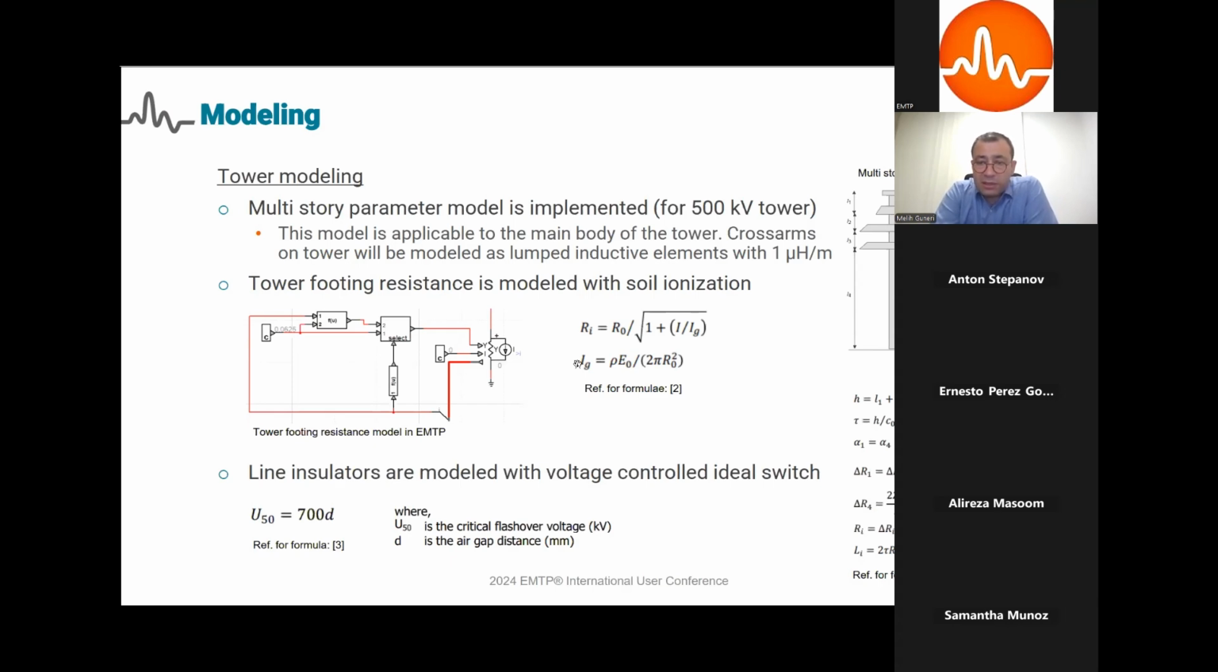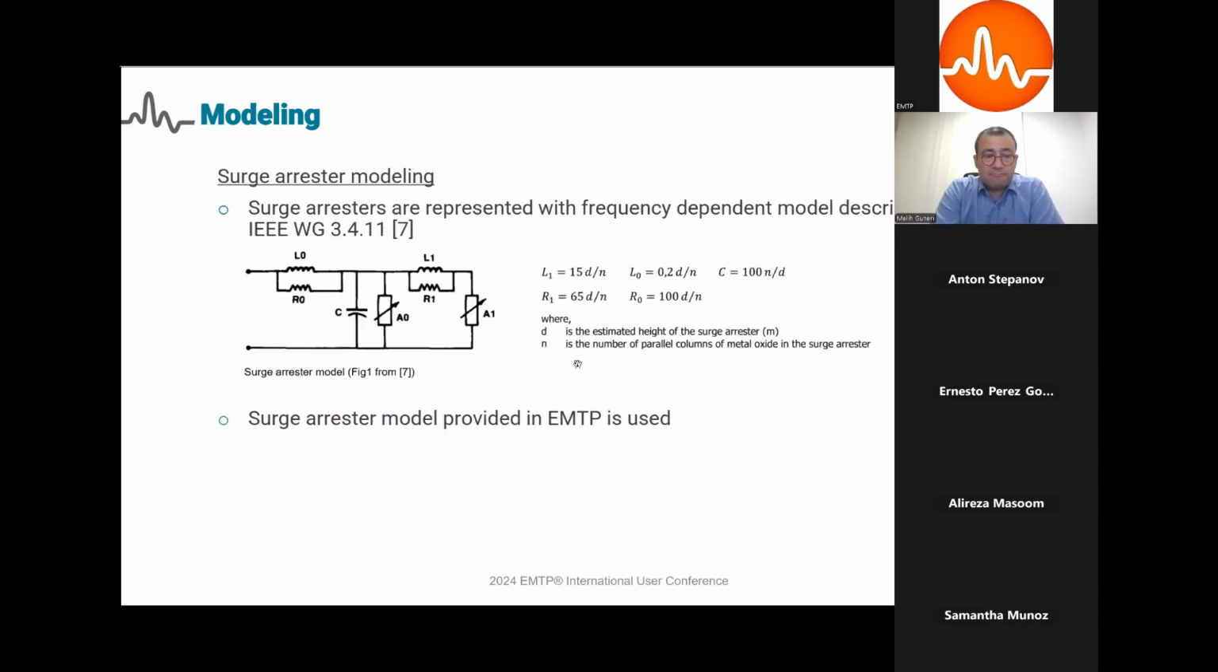The second item related to the tower is, of course, the line insulator. There are many models to use for line insulator modeling, but we have selected the most simple one. That's the voltage controlled ideal switch, which is based on a very simple calculation based on the air gap distance. In fact, maybe in the future we can try some further methodologies to model the line insulator.